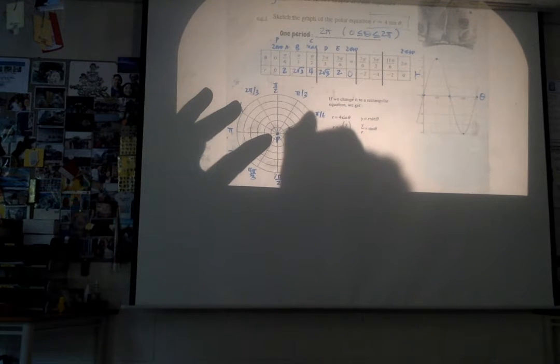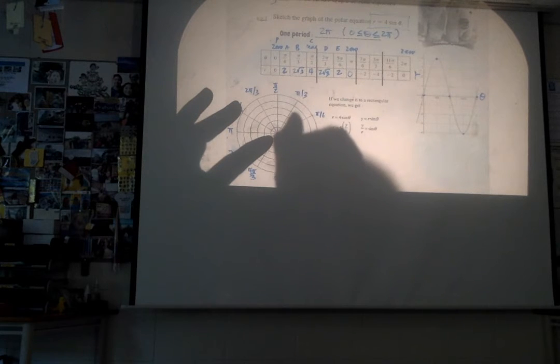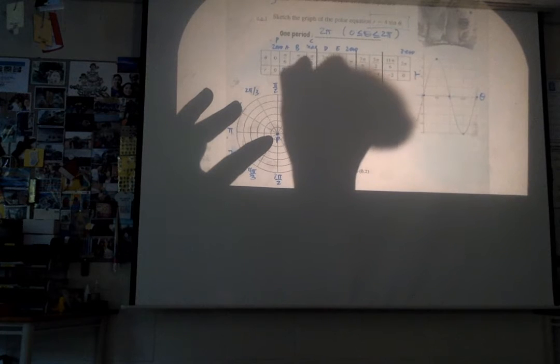It's 2, so you go 1, 2 radius, okay? Pi over 3, 2 root 3. These are coordinates, okay? Pi over 3 and 2 root 3. 2. And then you go root 3. Now this is about, I found the calculator, 3.464.